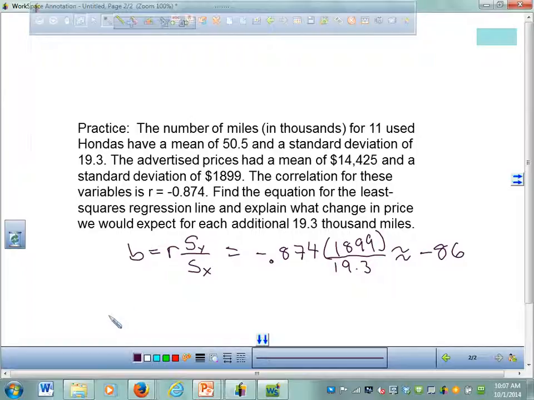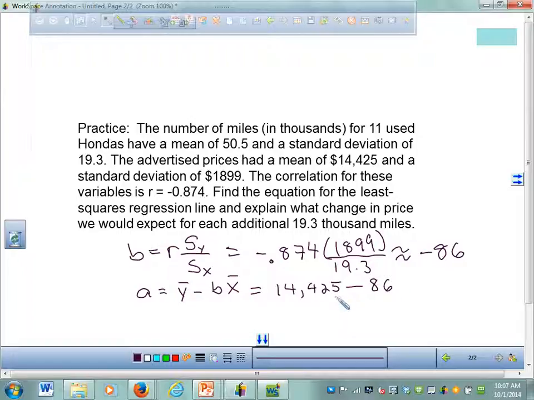Then the next thing you do is you use the equation A, which is the y-intercept, is equal to y bar, which means the mean, minus B times x bar, which means the mean of all the x's. And they give you those numbers as well. So you want to find A. What's y bar in this case? The mean advertised price, $14,425. And then minus B, which we have up here, which is 86.